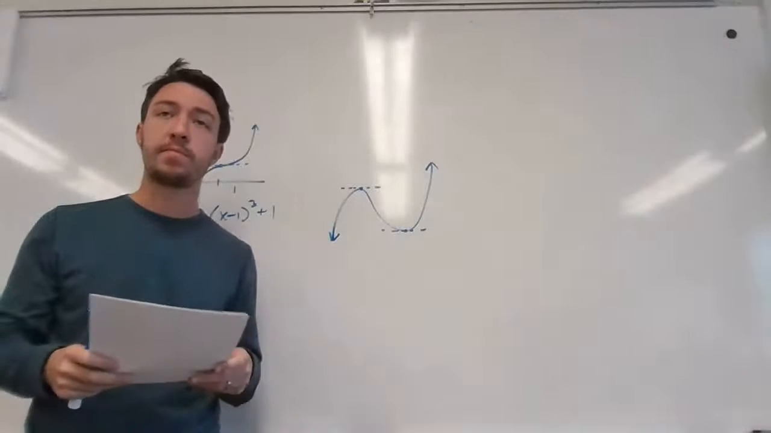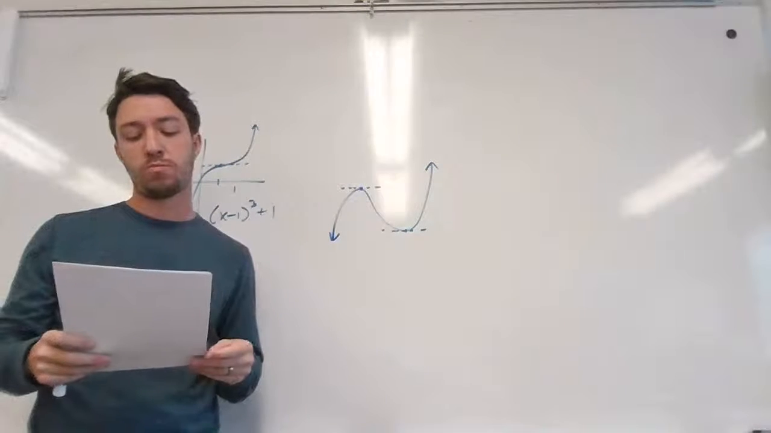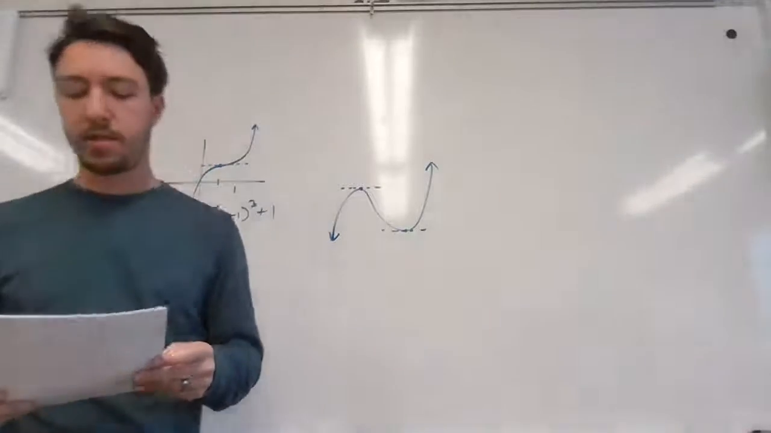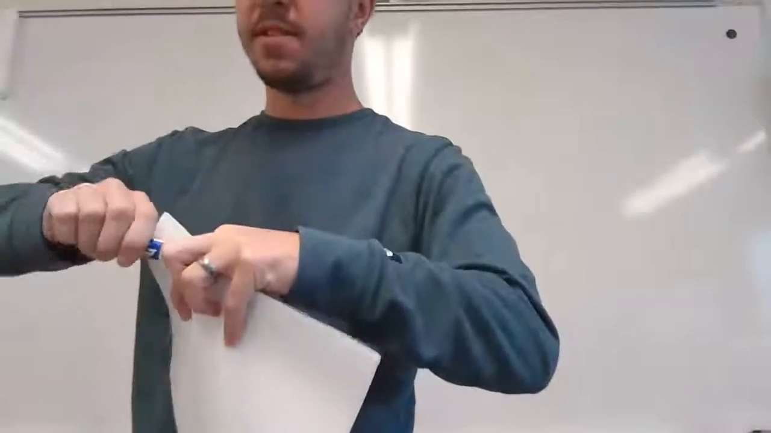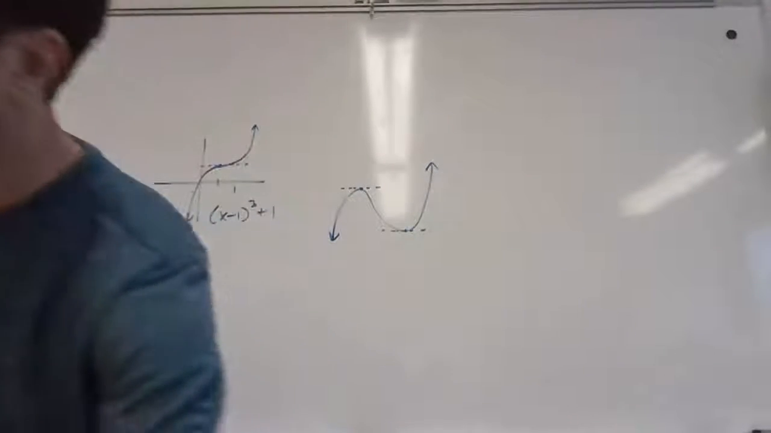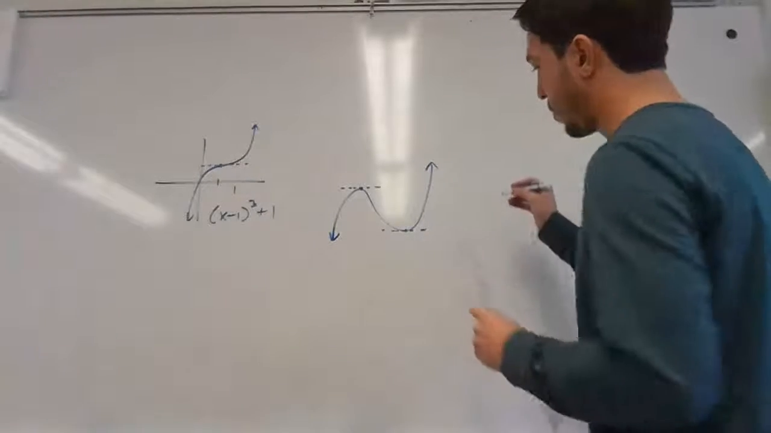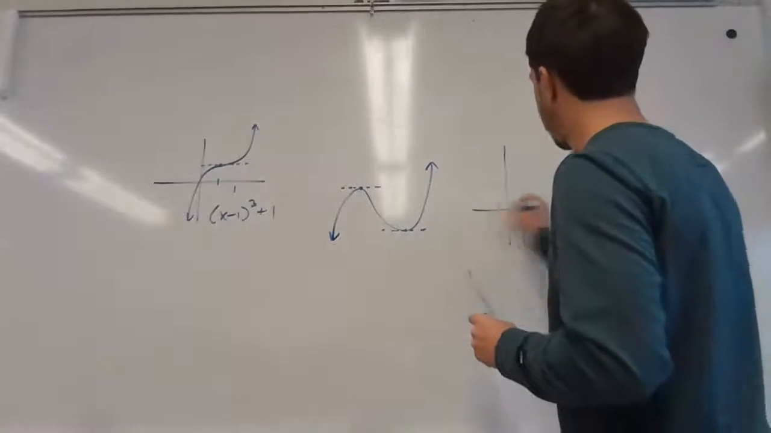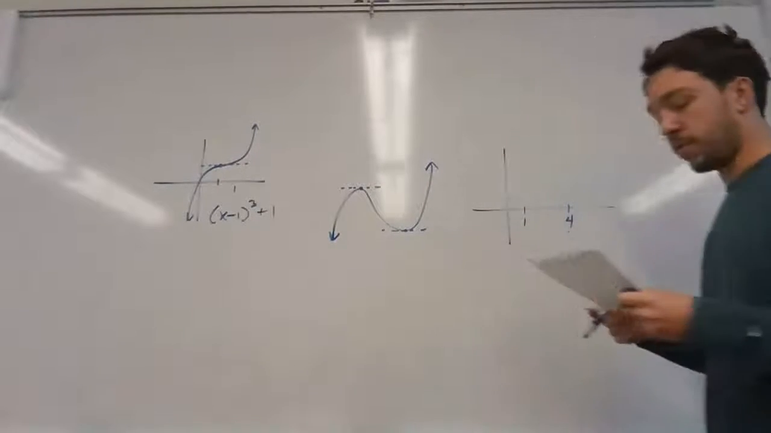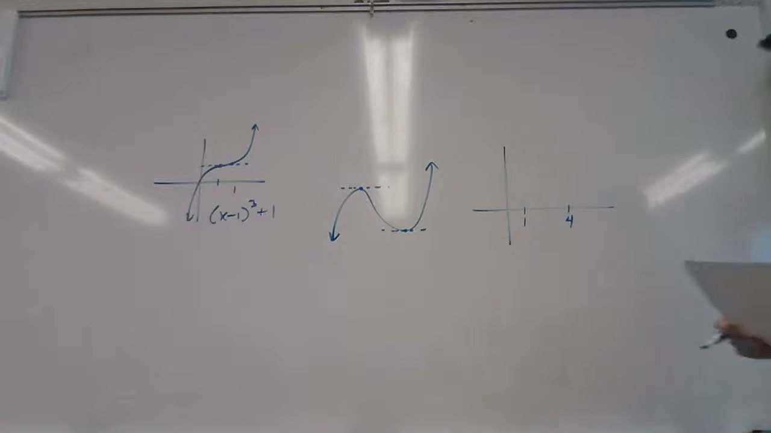Okay, C says, if the derivative is positive between 1 and 4, then f of 2 is less than f of 3. This is a tricky one. There's a little nuanced thing here. This is true, because this says that between 1 and 4, the derivative is always positive.